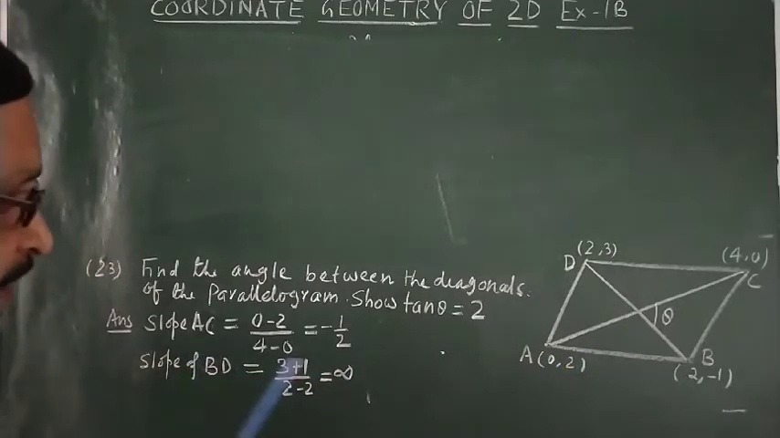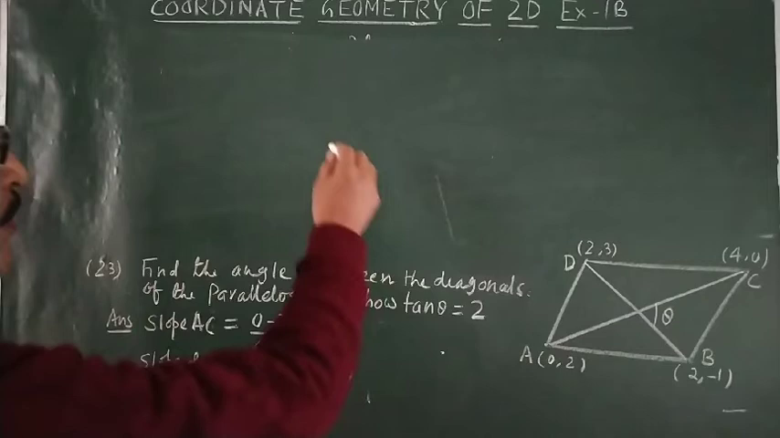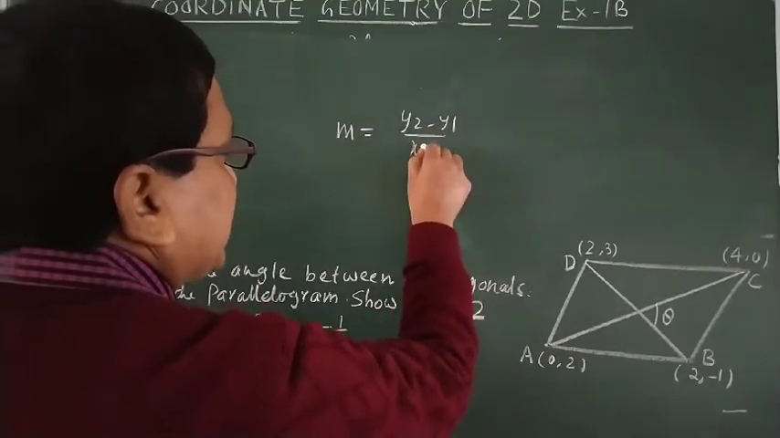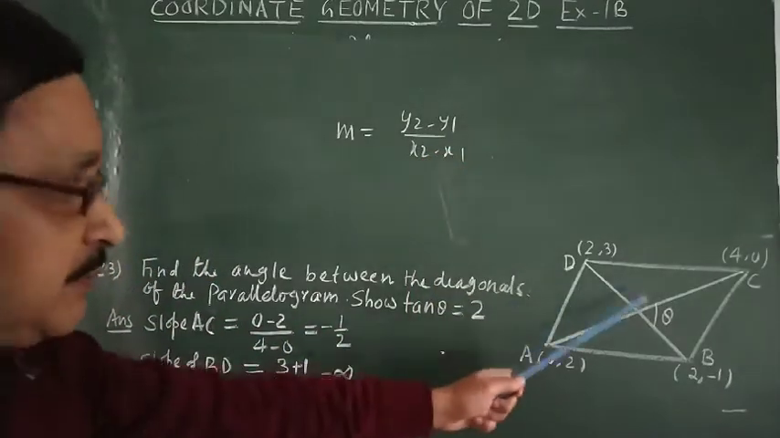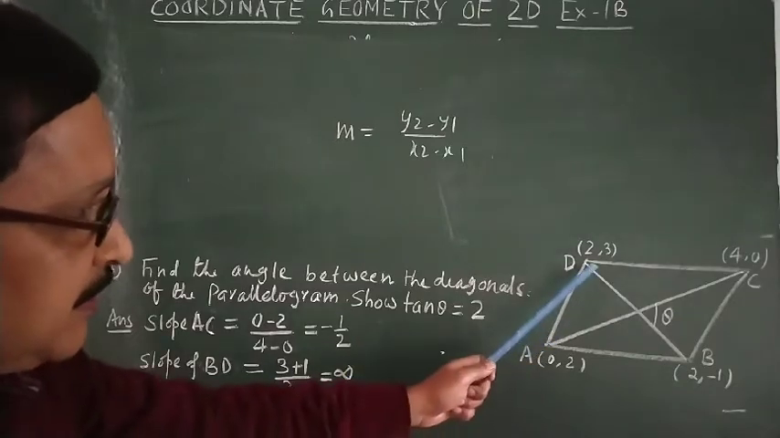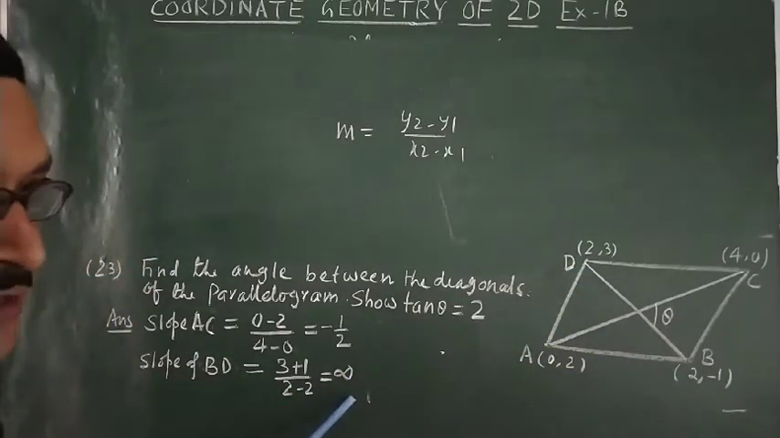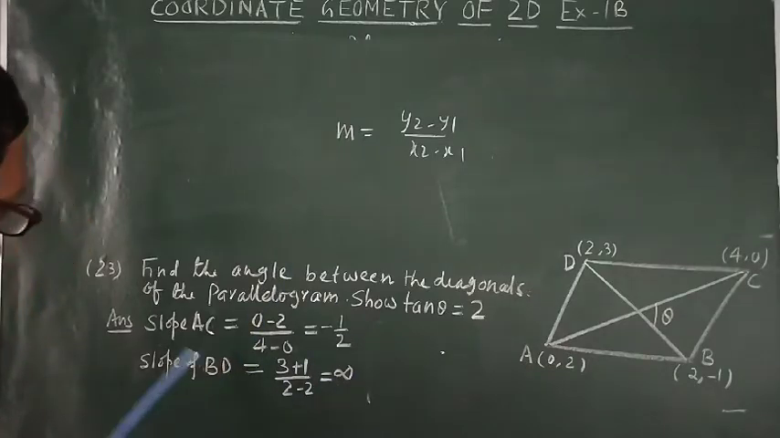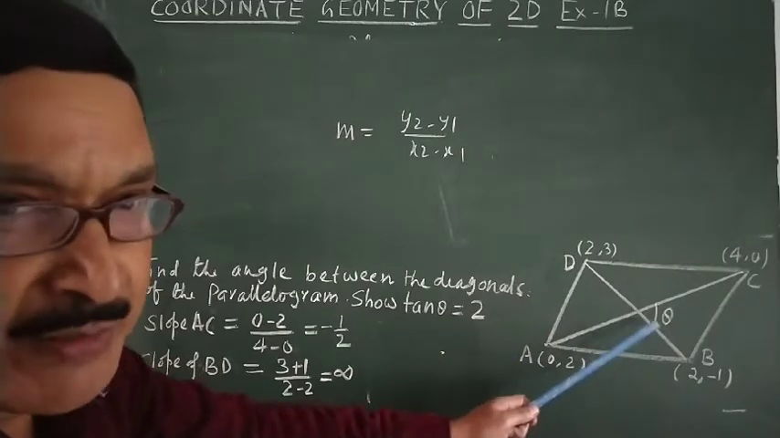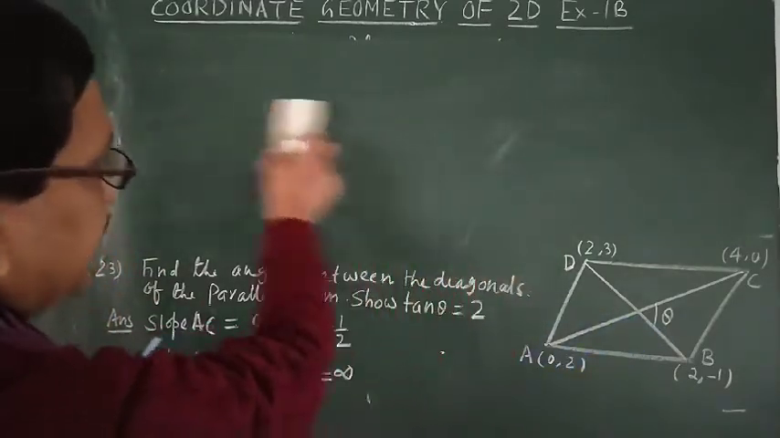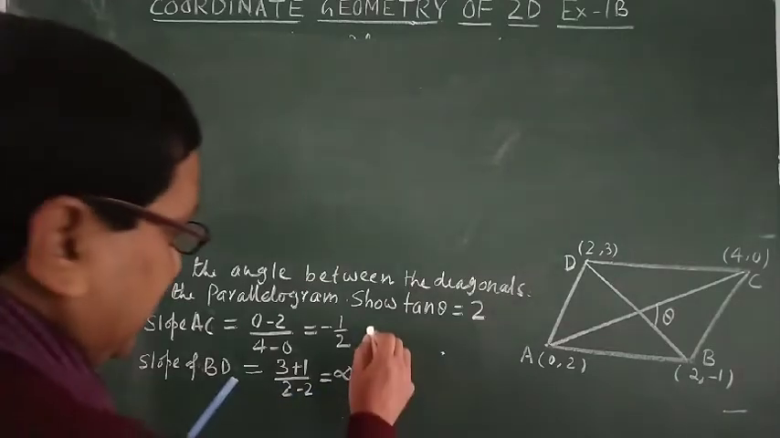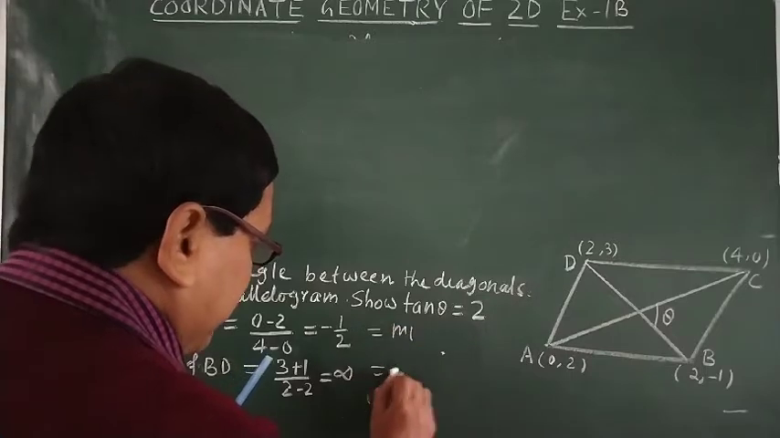Now the slope of AC, using y2 minus y1 by x2 minus x1, the slope formula I have taught already. On the basis of this, the slope of AC is minus 1 by 2 and the slope of BD is 2 minus 2, that is infinite. We have to prove that tan theta is equal to 2, if theta is the angle between the two diagonals. But one of the slopes is infinite. Let this be m1 and this be m2.